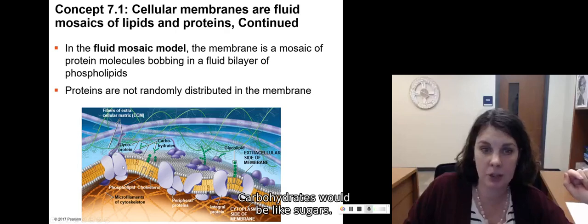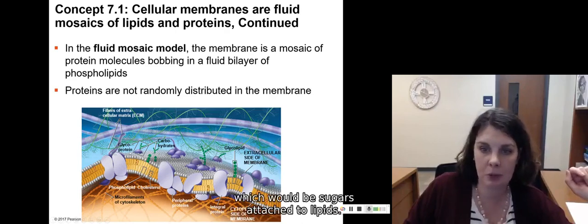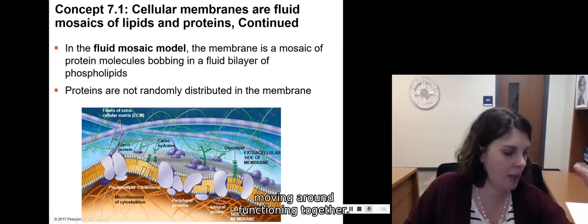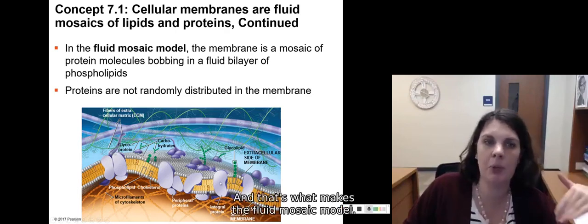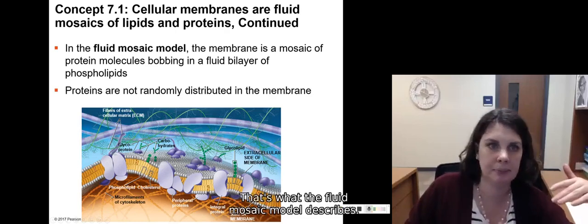You've got carbohydrates. Carbohydrates would be like sugars. We have glycoproteins. This would be a sugar attached to a protein. And glycolipids, which would be sugars attached to lipids. And that whole thing is moving around, functioning together, and that's what makes the fluid mosaic model. That's what the fluid mosaic model describes.